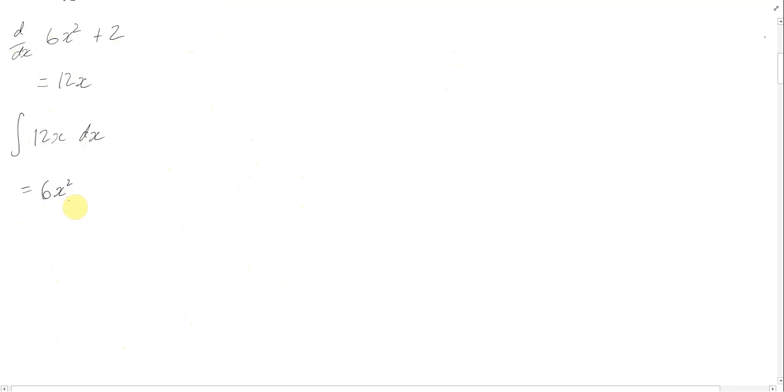Some of you, if you're paying very close attention, will know there should be a plus 2 there, but we have no way of getting that plus 2 just yet. So I can't write that in just yet.